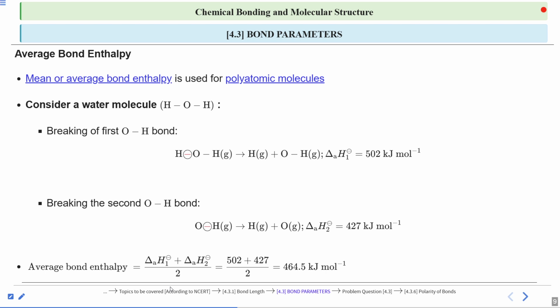And in case of the H2O molecule, for the bond enthalpy part, you take the average bond enthalpy only. So if someone asks you what the bond enthalpy is in the H2O molecule for the OH bond, then you will tell the value as 464.5 kilojoule per mole. I guess this is clear to all of you. Now we will move further.